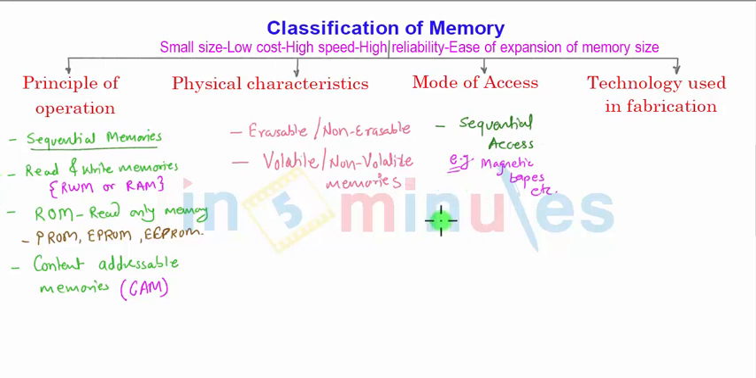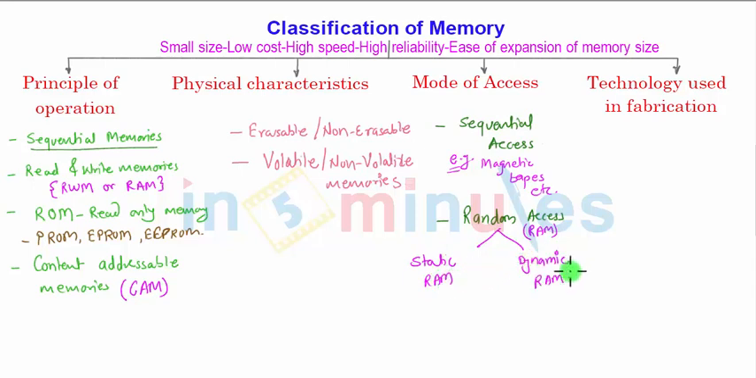And the second one is, on the basis of mode of access, random access memories. Random access memory is again categorized into two parts. Random access memory, also called RAM, can be categorized into static RAM and dynamic RAM.